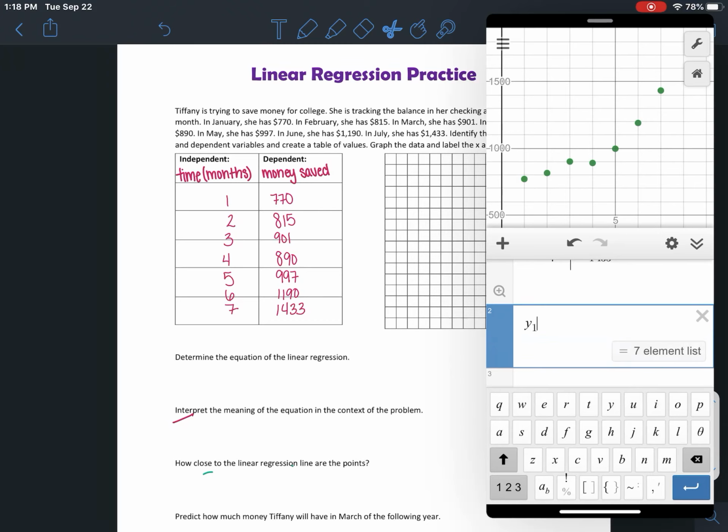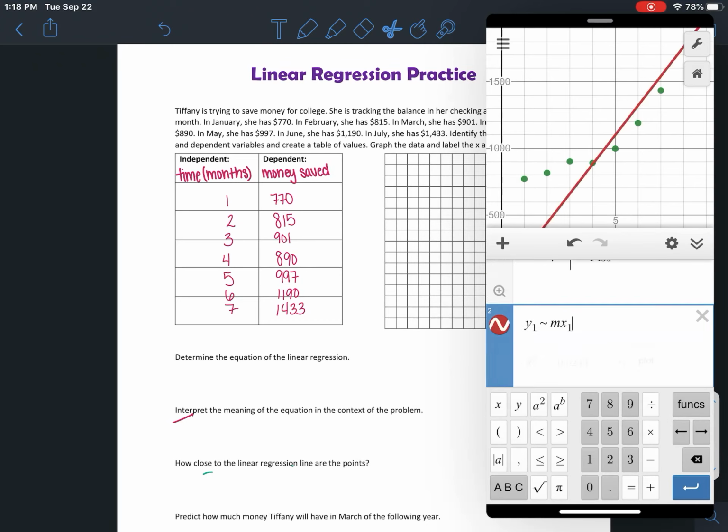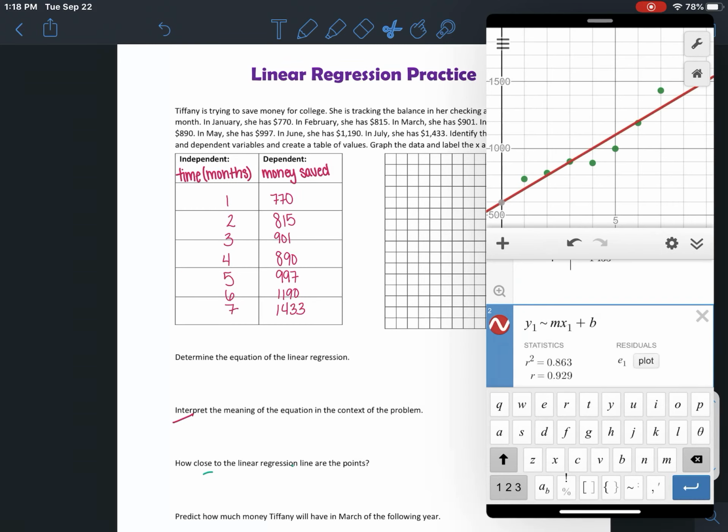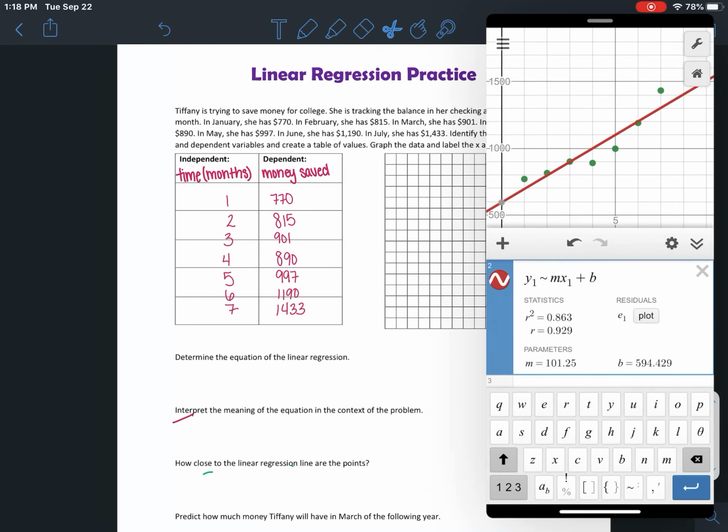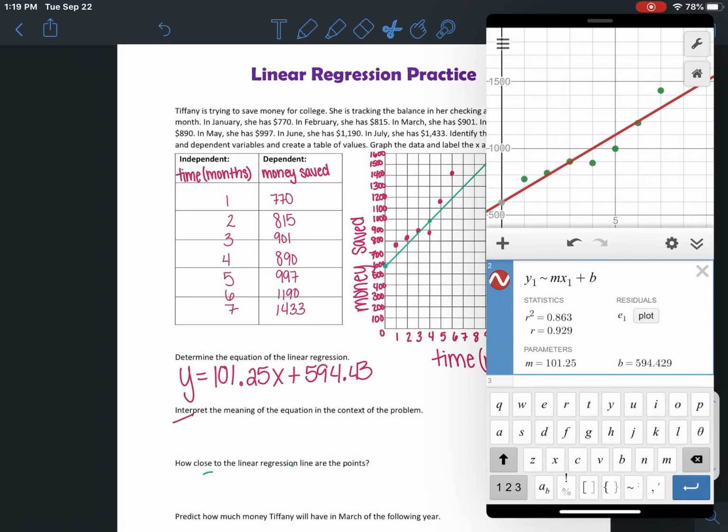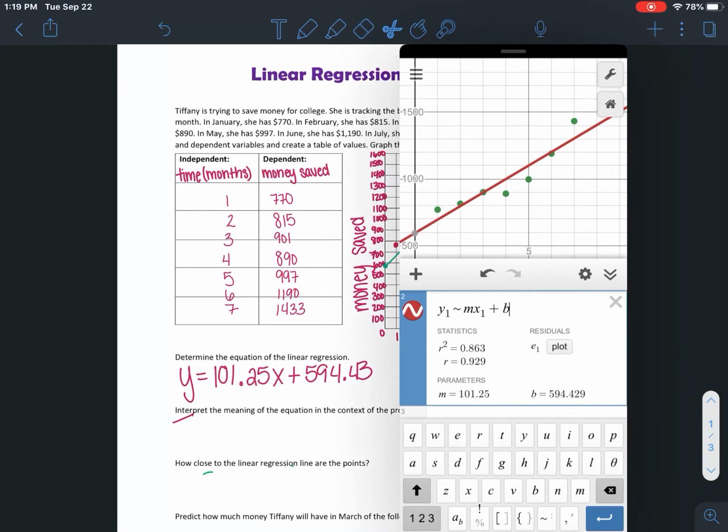So we're going to type in y1 squiggle mx1 plus b. And I'm going through this fast because hopefully you've already caught on how to do it. If not, just keep rewinding the video until you've caught up or pause the video. Okay, so we have our m, which is our slope, and our b, which is our y-intercept, and I will plug those into my equation to make a line of best fit. And it's y equals 101.25x plus $594.43.